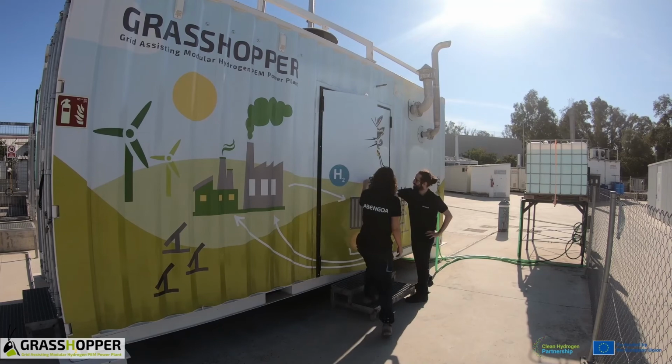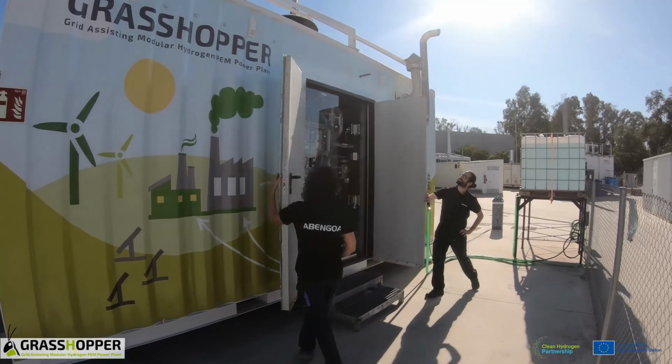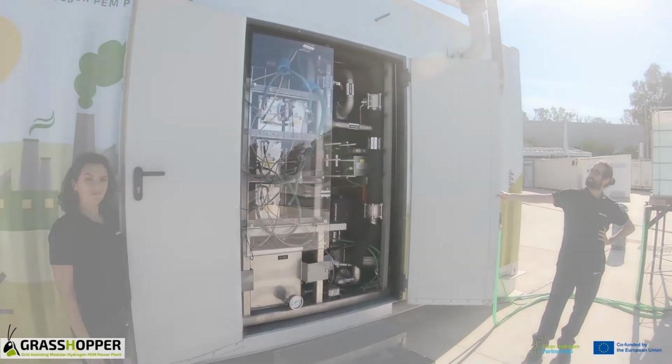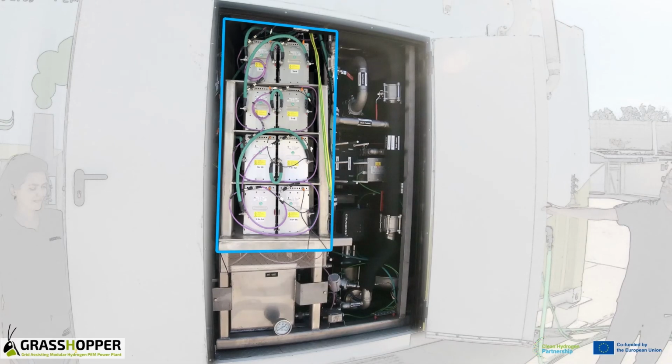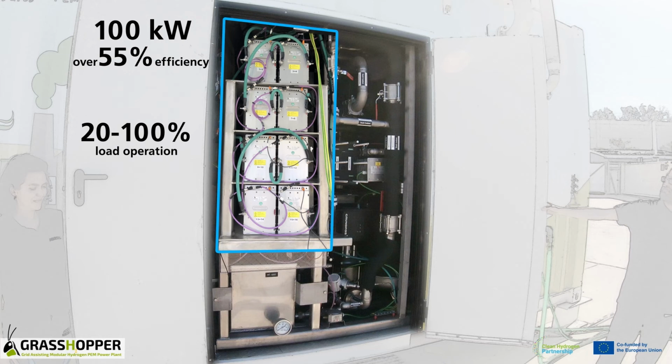Here you can see the heart of the power plant, several stacks of PEM hydrogen fuel cell with a total gross power of 100 kilowatts and an efficiency over 55%. It has the added value that it is also able to operate from 20 to 100 watts without sacrificing its lifetime.